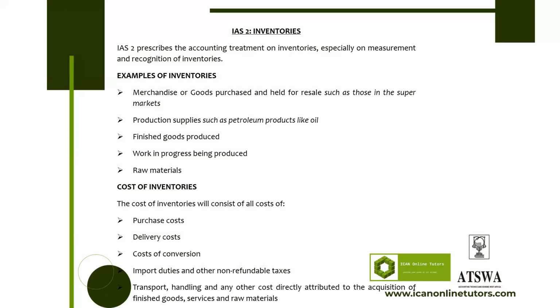So what is inventory? I mentioned to us that inventory are assets held for sale in the ordinary course of business. What is IAS 2 talking about? IAS 2 is telling us about the accounting treatment of inventory, especially on measurement and recognition. What are the examples of inventory? We have merchandise goods, that is goods that are available for sale. We have production supplies such as petroleum products like oil, diesel, gas, and so on and so forth.